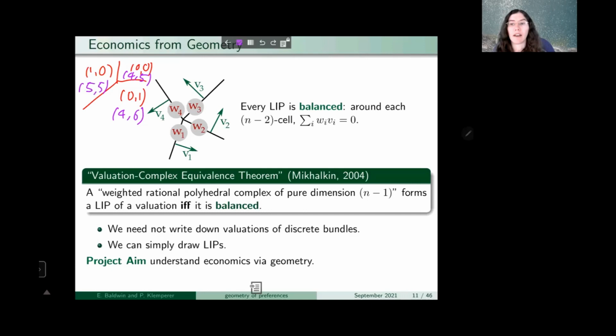I can't tell from this picture. Well, actually, in this particular case, I can tell. But in other cases, I may not be able to tell whether it's concave or not. I'll be coming to that later.